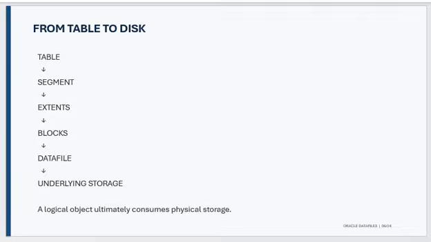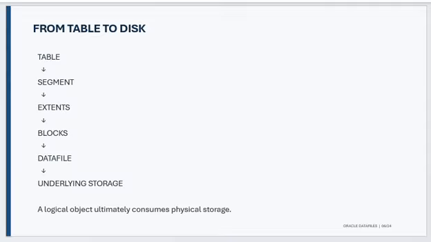From the table to this. This is one of the most important diagrams in this entire Oracle storage architecture. We started with a logical database object, for example, a table. The table has a segment. The segment consists of extents. Extents consist of data blocks, and those blocks physically reside inside data files. Finally, the data file exists on the underlying storage.